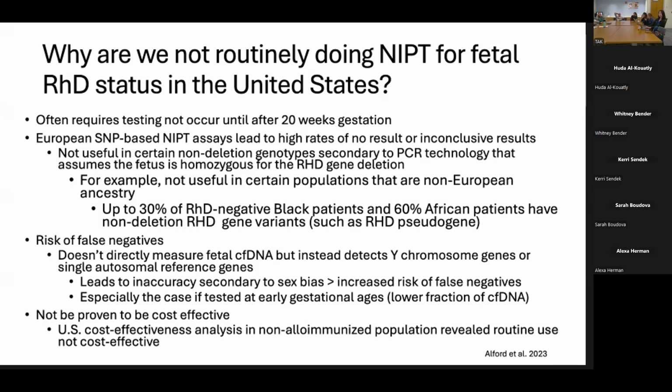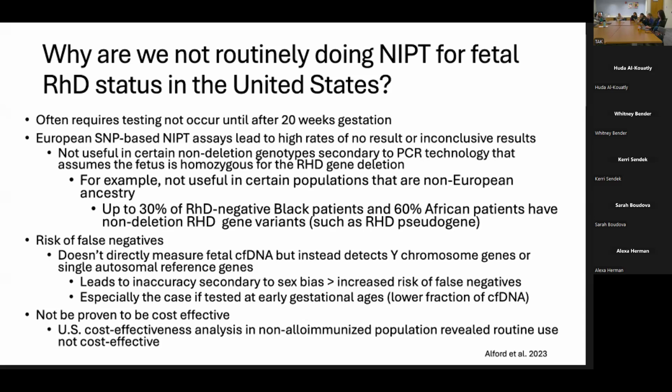And so up to 30% of RhD negative Black patients and 60% of African patients have a non-deletion RhD gene variant, for example, like your pseudogene. And so these technologies are not going to pick this up. There's also the risk of false negatives.